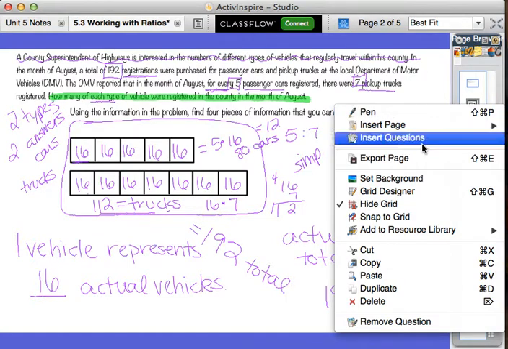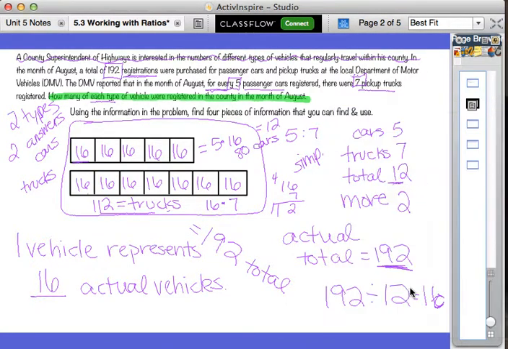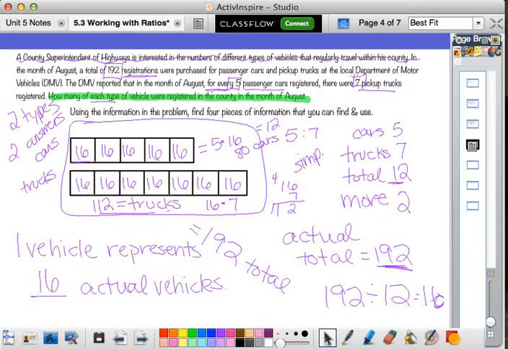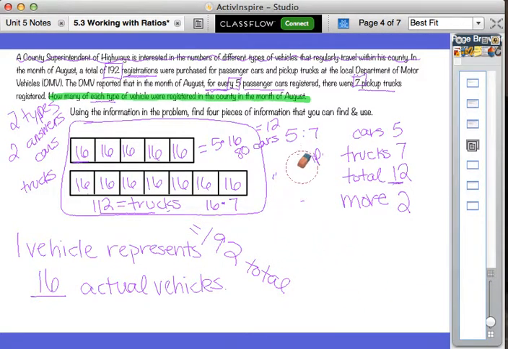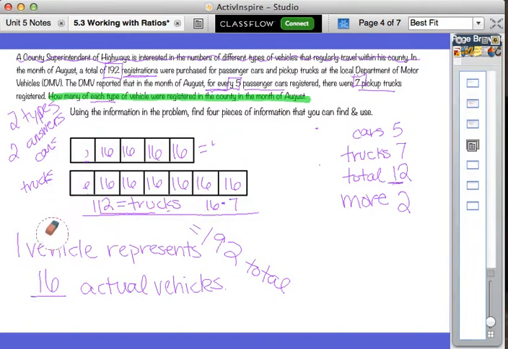So what I'm going to do is duplicate this page. Now that I've duplicated the page, I'm going to clear the information that's on here, and we're going to start over by doing it with a ratio. When I do it with a ratio, I want to keep all this information. So bear with me here. This is going to be a lot of erasing. I'm going to keep everything.